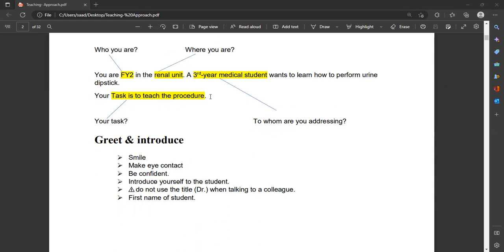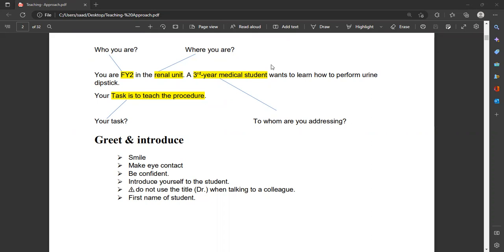Your task is to teach the procedure. That is the important thing. Teach the procedure, not give clinical knowledge, not give all the knowledge. For example, if you are teaching urine dipstick, you might give all the knowledge, like this is the bottle, the color is straw colored, if it is dark colored or red colored then this, and if its odor is sweet then this. No. They are not asking you to tell the abnormalities or all the features of the urine. They're just asking you to teach it.